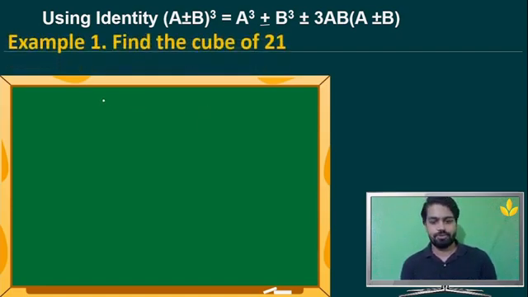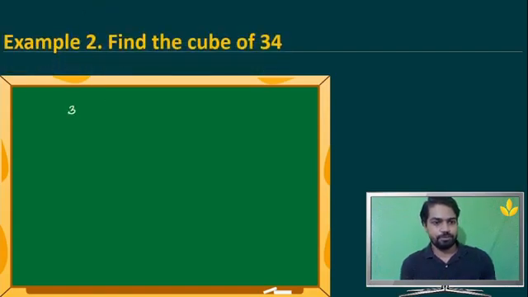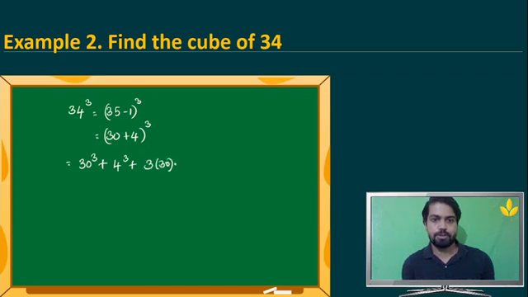21, just now we finished. Let's go for the next example, 34 cube. You can write it as 35 minus 1, but I try to avoid this. I better go for always plus, because only addition is always going to be simpler than subtraction, right? So what is this? 30 cube plus 4 cube plus 3 into 30 into 4 into (30 plus 4 is 34). Let's keep it as 34 only.